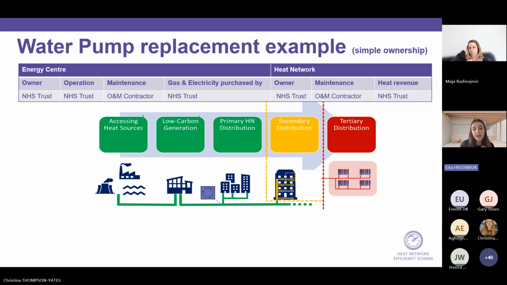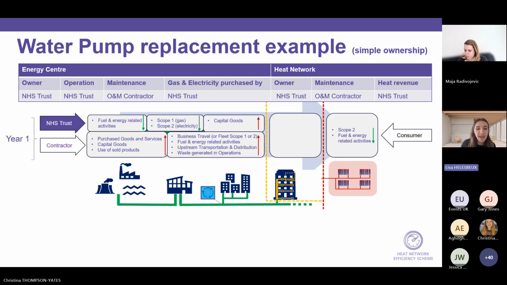Now the revenue from the heat, which might be sold externally to residents or a housing association, is also retained by the NHS trust. So here the ownership and operational responsibilities are quite clear, since there are not that many stakeholders involved. So we can look at what happens for scope 1, 2, and 3 emissions for both stakeholders when that water pump gets replaced. So we can look at it in the next slide.